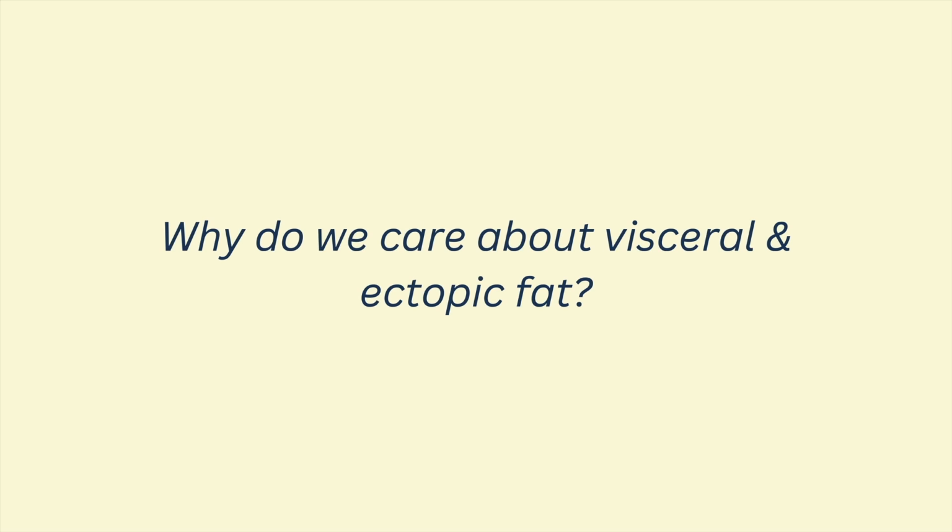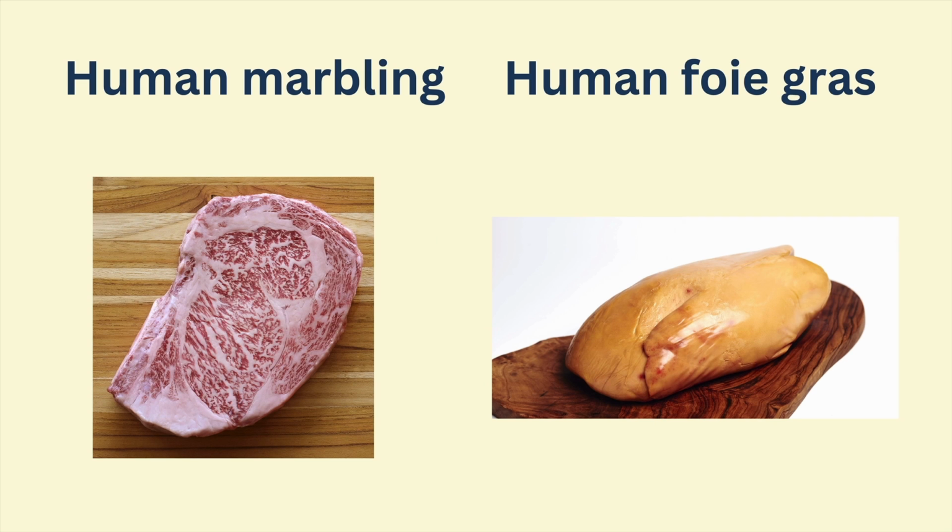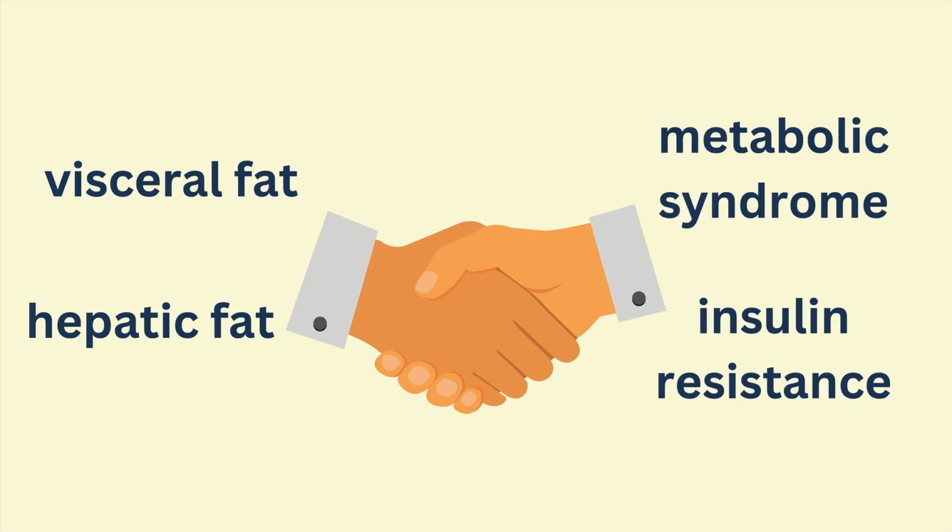Why do we care about visceral fat and other forms of ectopic fat? Isn't it just a bit of human marbling or human foie gras? What's wrong with that? These taste great. Well, I'm about to tell you. Even though it tastes good in animals, this is a massive problem if it's in humans. The reason is because visceral fat, hepatic fat, and other forms of ectopic fat go hand in hand with what's known as metabolic syndrome and insulin resistance.